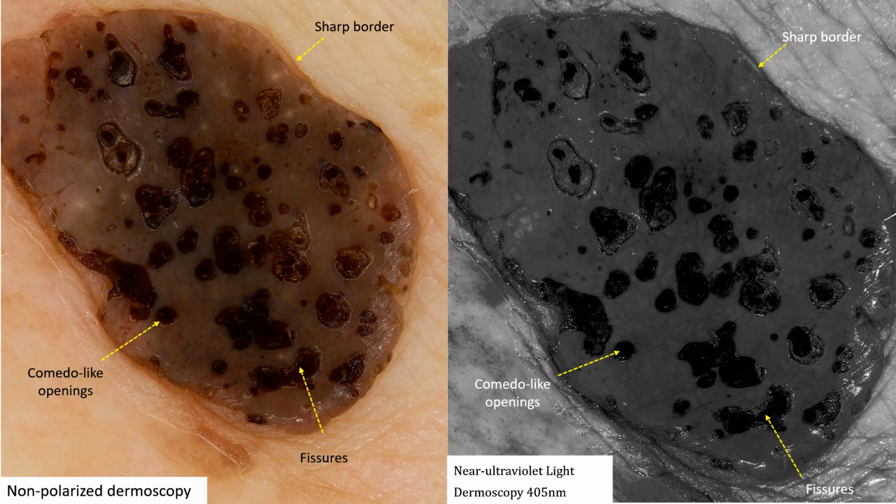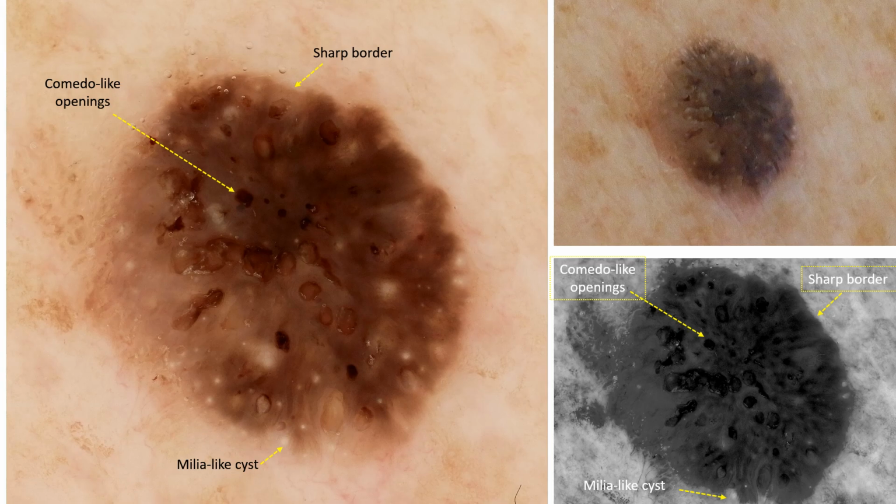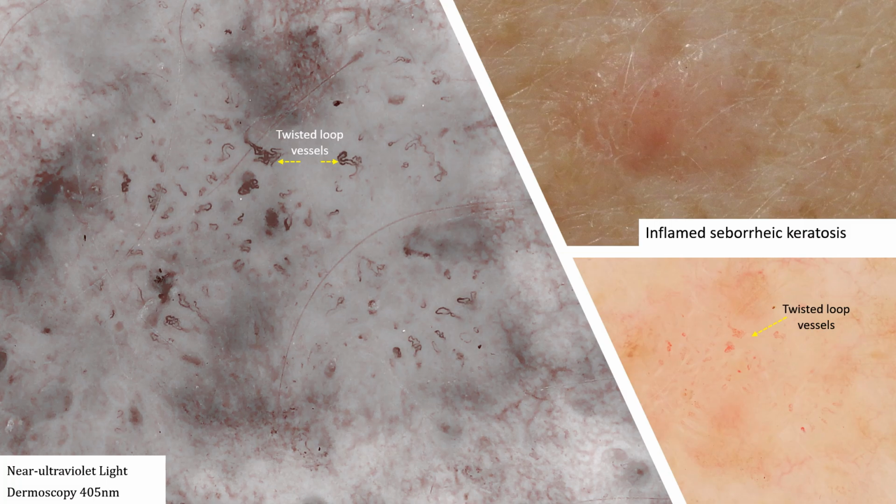Another seborrheic keratosis, same pattern: sharp borders, comedone-like openings, a few milia-like cysts, as well as some fissures. Here we see the sharp borders, the comedone-like openings, as well as the milia-like cysts. For inflamed seborrheic keratosis, we focus often on the vascular features. And the most important feature are the twisted loop vessels, seen quite beautifully in the near ultraviolet light mode.